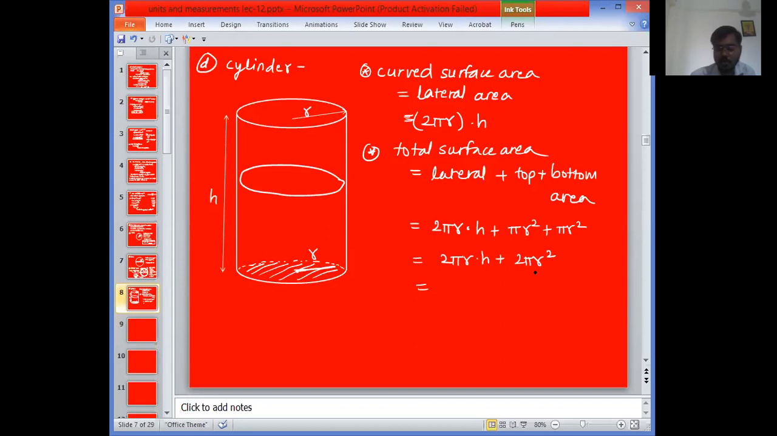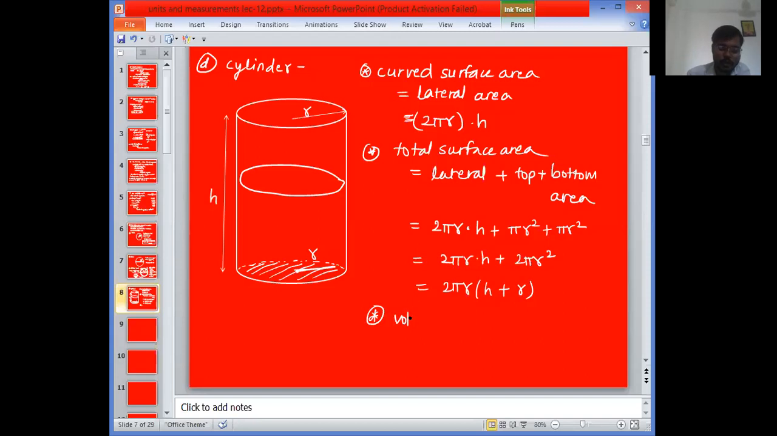Now you can take 2 pi r common. If you take 2 pi r common, what will remain inside the bracket? h. 2 is gone, pi is gone, r is gone. But here we have r square, so one r will remain. So this is the total surface area of the cylinder: 2 pi r (h + r).